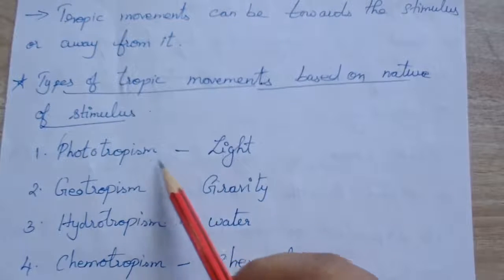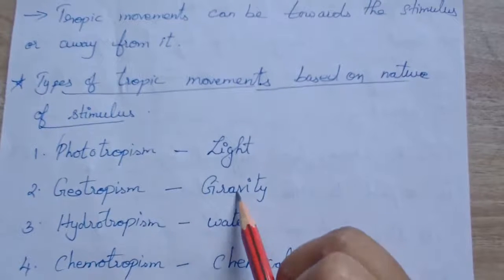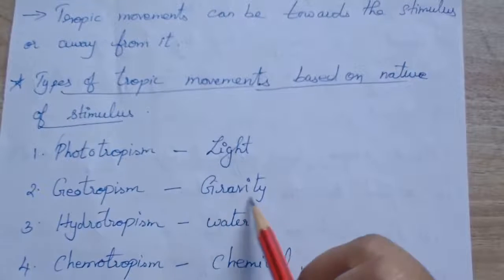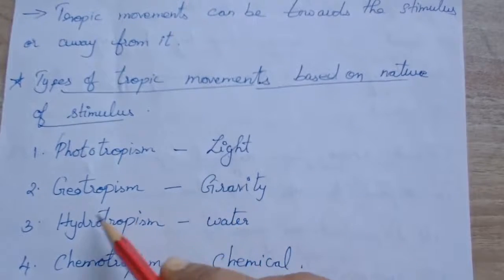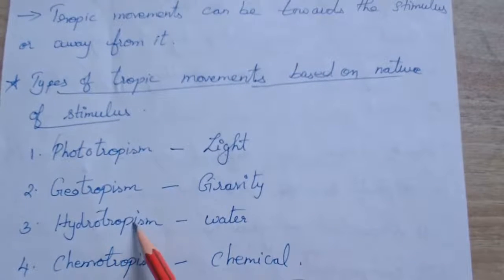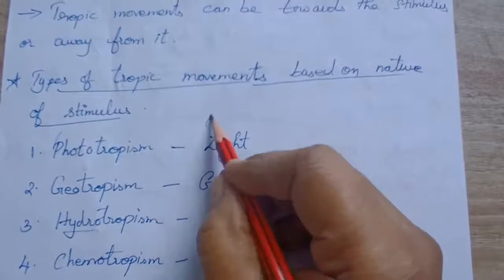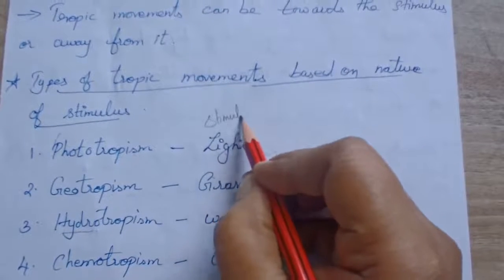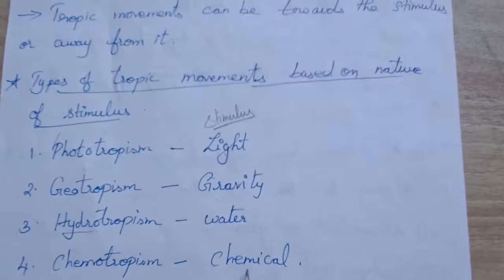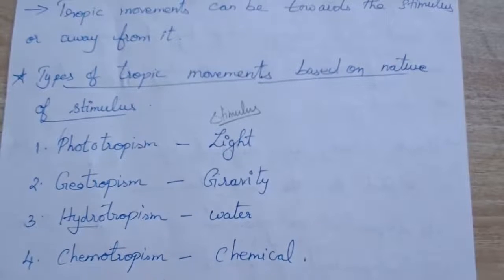The movement due to the stimulus light is called phototropism, and based on the force of gravity also, when it responds to gravity, it is called geotropism. And if the stimulus is water, then it is called hydrotropism. Hydro, as you know, means water. These are all stimuli. If the stimulus is a chemical substance, it is called chemotropism.